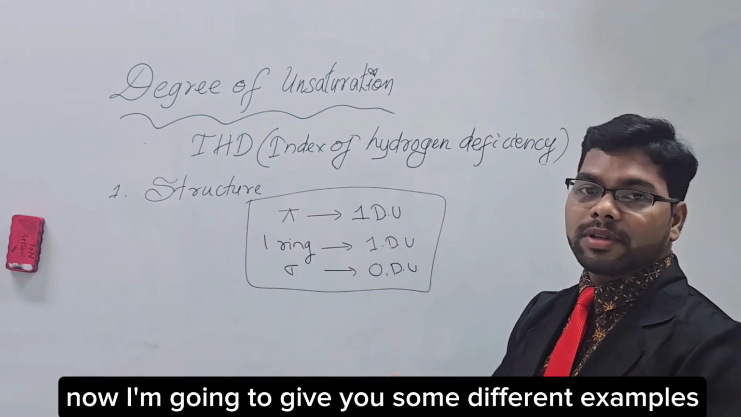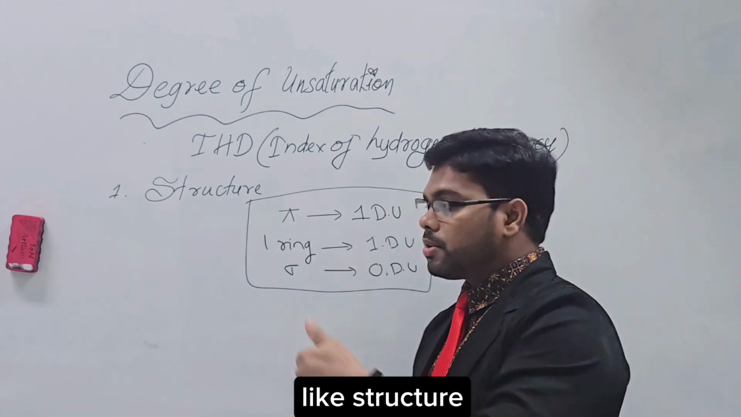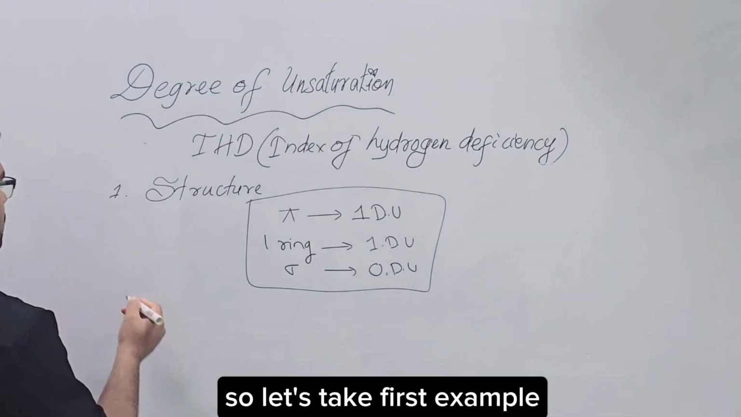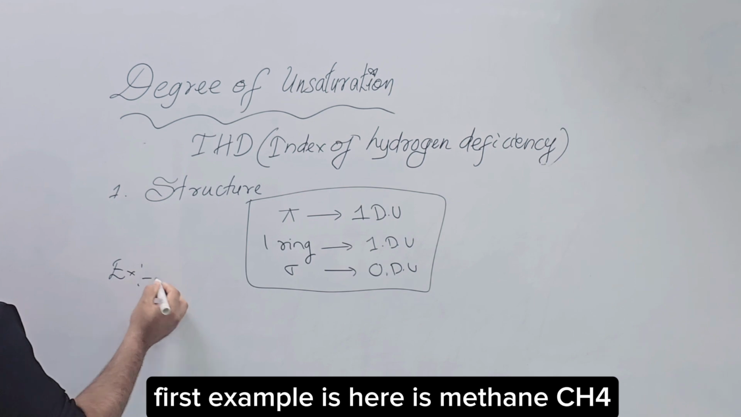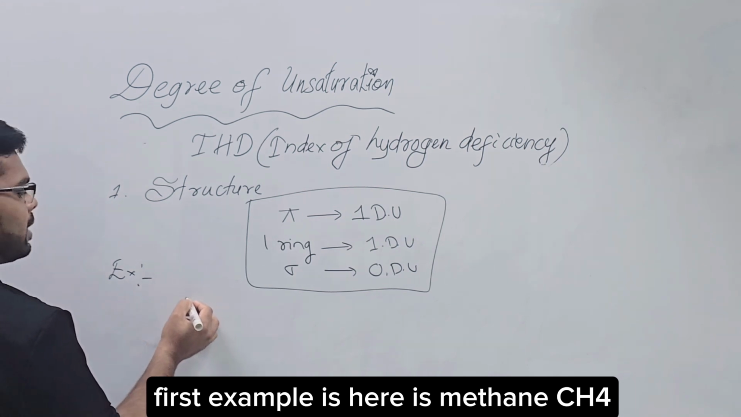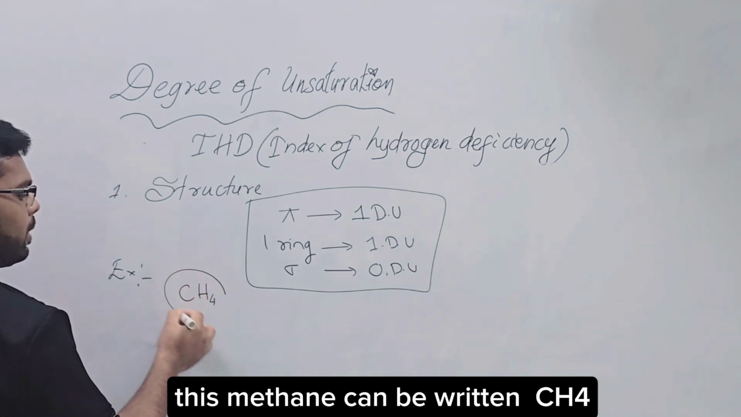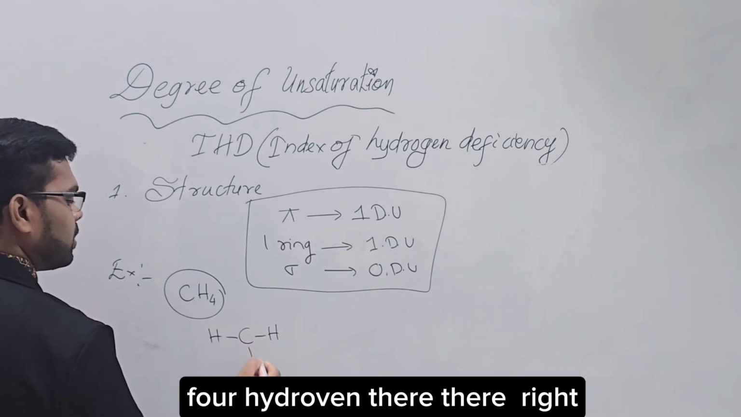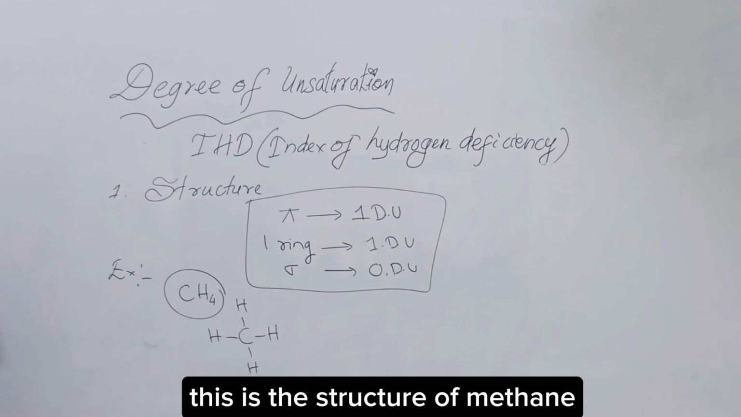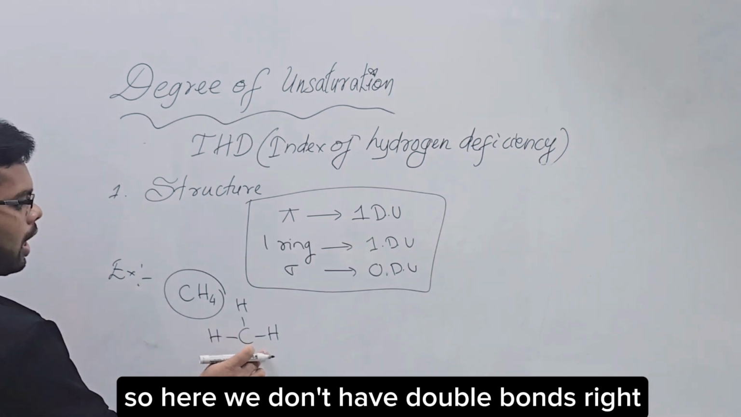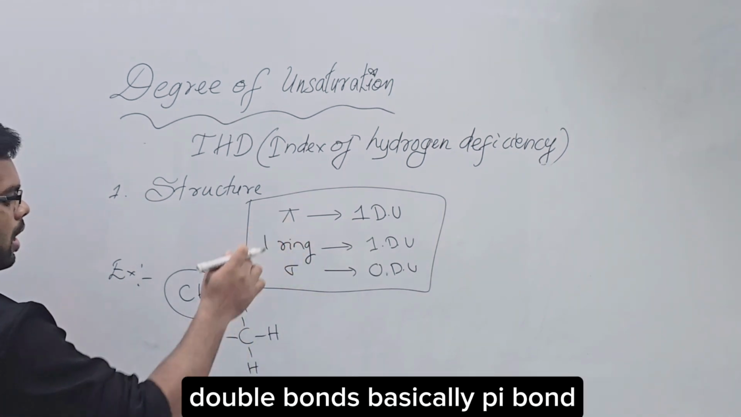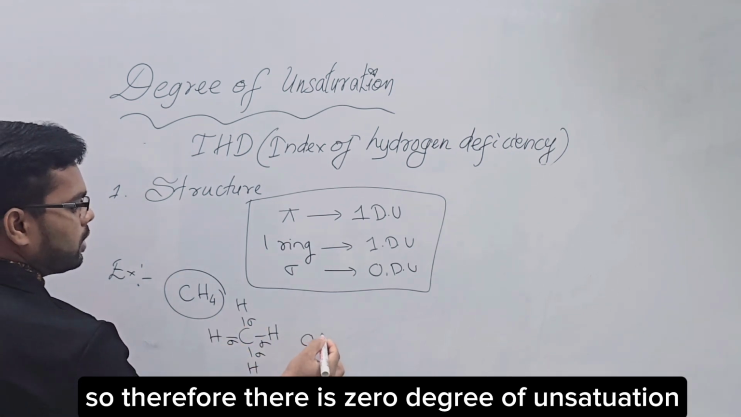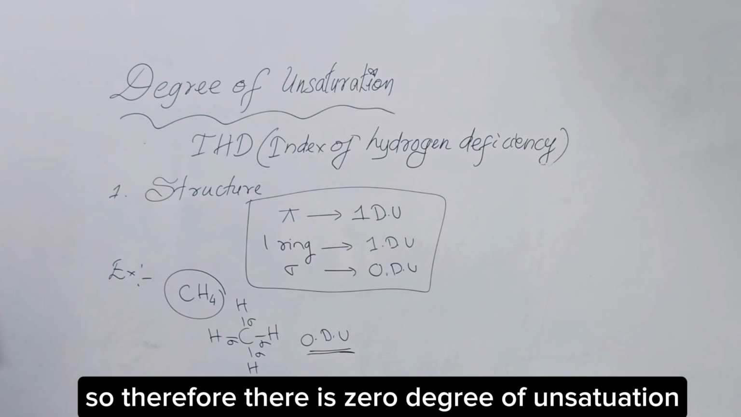Now I'm going to give you some different structure examples so you can easily find the degree of unsaturation. First example is methane, CH4. Methane has four hydrogens, right? This is the structure of methane. Here we don't have double bonds, and double bonds are basically pi bonds. Here we have sigma bonds only, single bonds only. Therefore, here 0 degree of unsaturation.